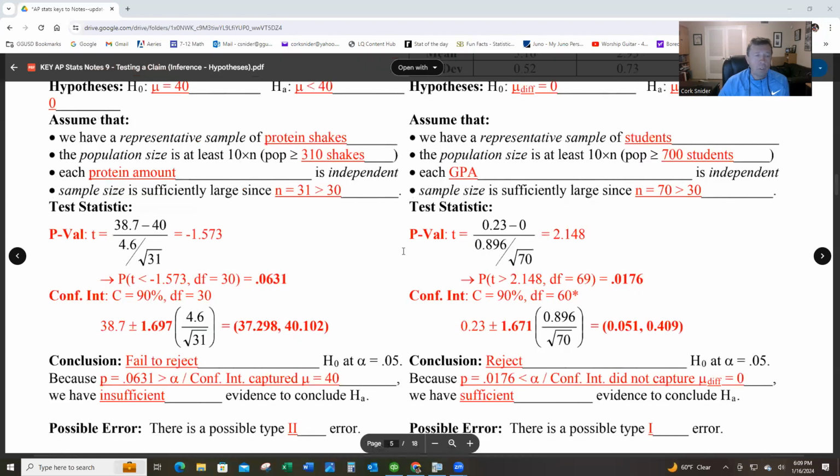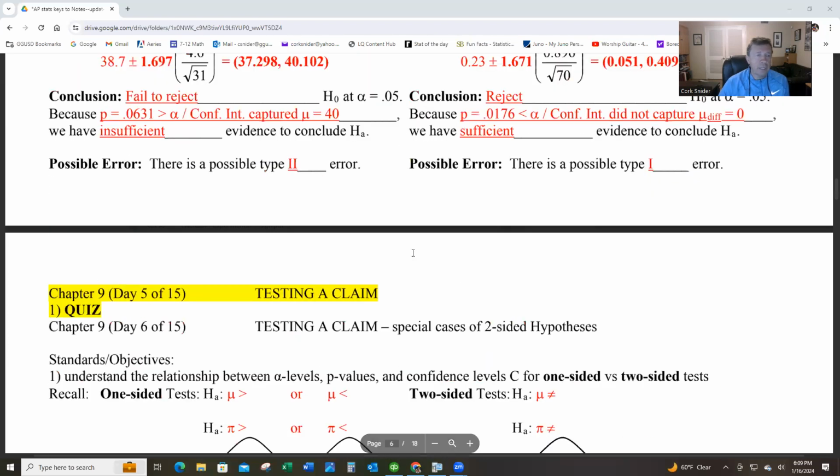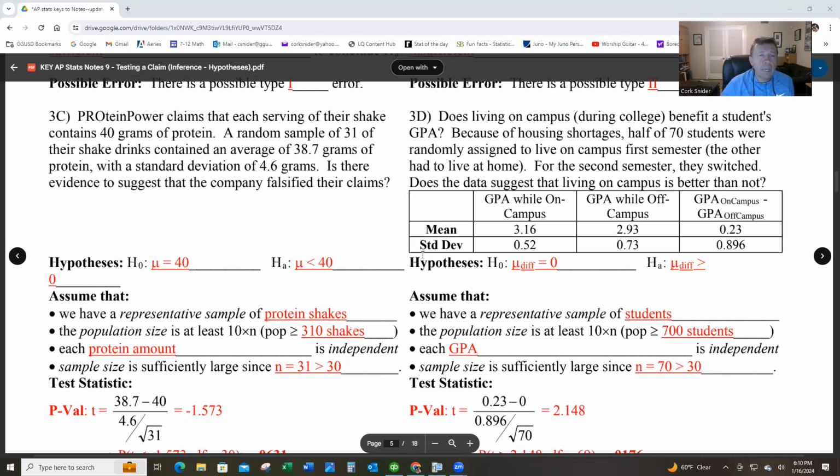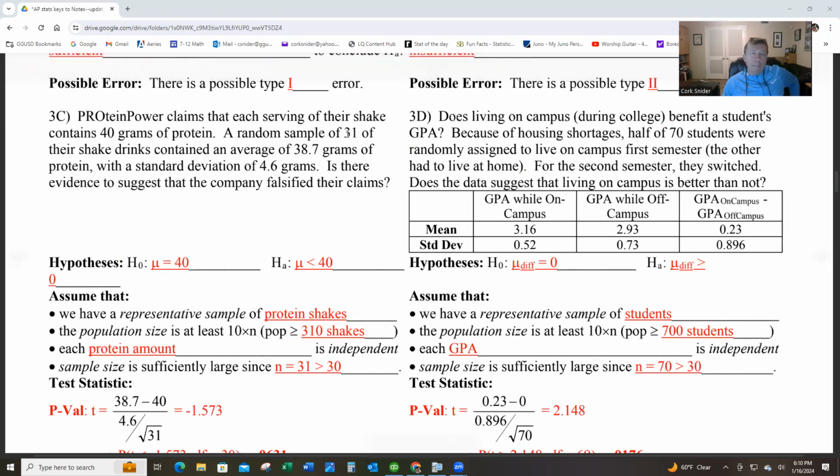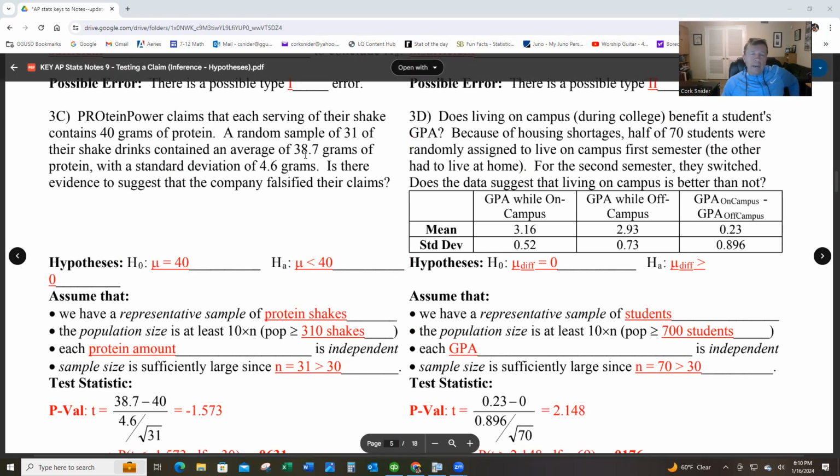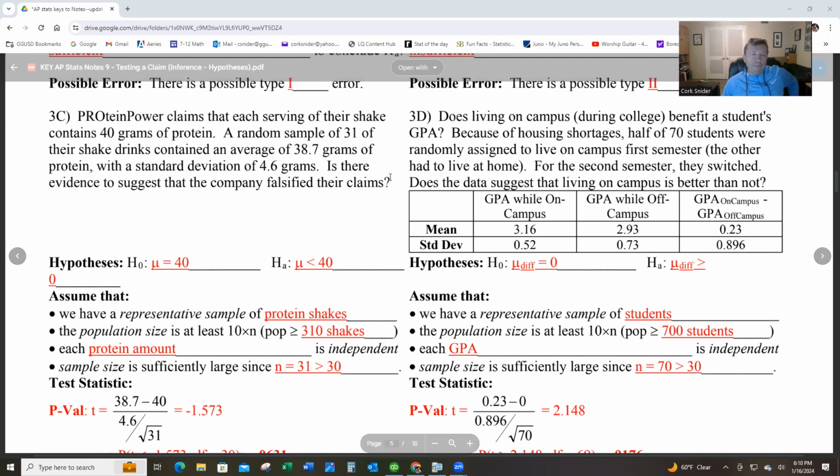We've got a couple more to do. Yeah, C and D here. Okay, so here's C. Protein powder company claims that each serving of their shake contains 40 grams of protein. Okay, now this is a means test. A random sample of 31 contain an average of 38.7, with a standard deviation. Is there evidence to suggest the company falsified their claims?